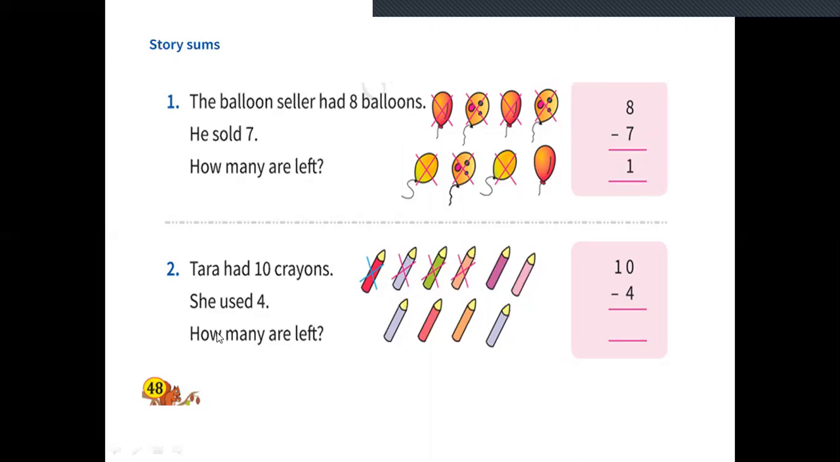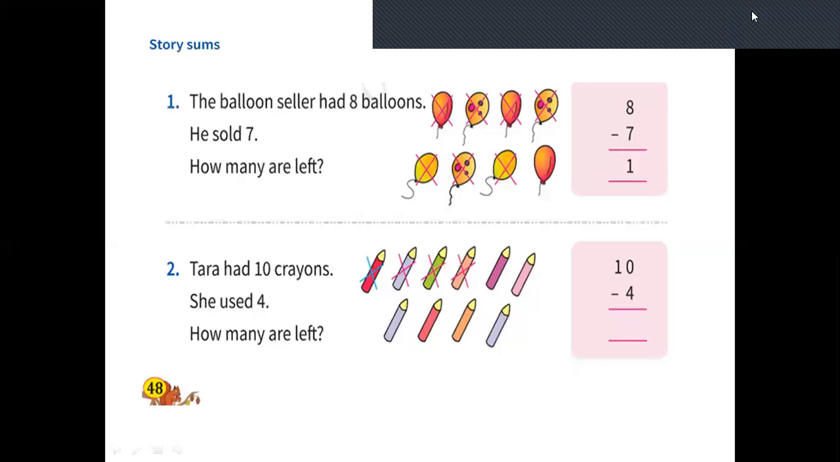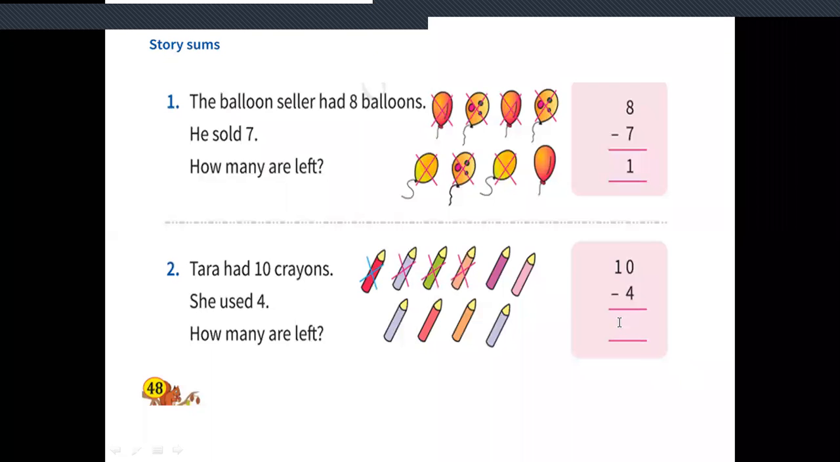Same way, Tara had 10 crayons. She used 4. How many are left? She had 10 crayons. 1, 2, 3, 4, 5, 6, 7, 8, 9, 10. So we have written 10 first. Next, how many crayons did she use? 1, 2, 3, 4. So you have crossed out 4 crayons. How many crayons are left with Tara? 1, 2, 3, 4, 5, 6. 6 are left with Tara.